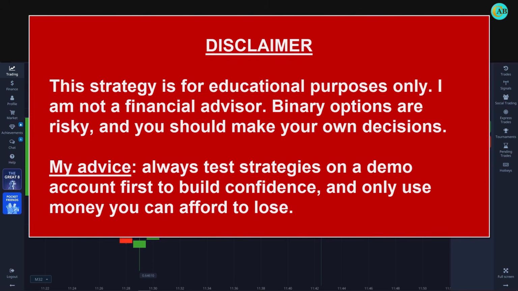Before I get started, here is a disclaimer. This strategy is for educational purposes only. I'm not a financial advisor. Binary options are risky and you should make your own decisions. My advice: always test strategies on a demo account first to build confidence, and only use money you can afford to lose.